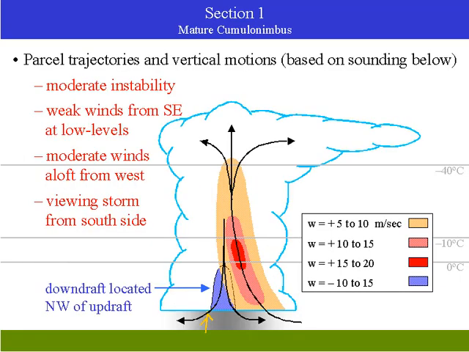As the towering cumulus reaches the tropopause and the anvil begins to spread out, we reach the mature cumulonimbus phase. Here in this typical non-severe summer storm, updrafts can reach as high as 15 to 20 meters per second or more, and downdrafts of 10 to 15 meters per second can be expected.